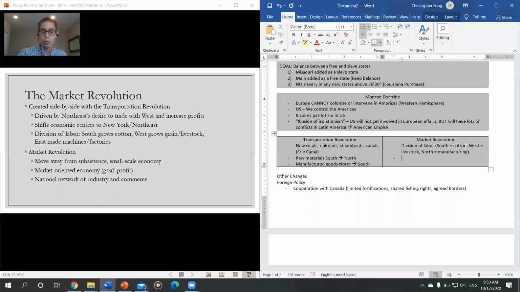Again, all of this leads to huge economic growth. And the goal, and I should actually add, that this is a market-oriented economy, meaning the goal is to make profit. Before this, most people were subsistence agriculturalists. They would grow what they needed to survive. Now the goal is to make money. So huge economic growth. I should actually add that there's now national trade. It's not regional. You're not just trading with your region, you're trading with your entire nation.